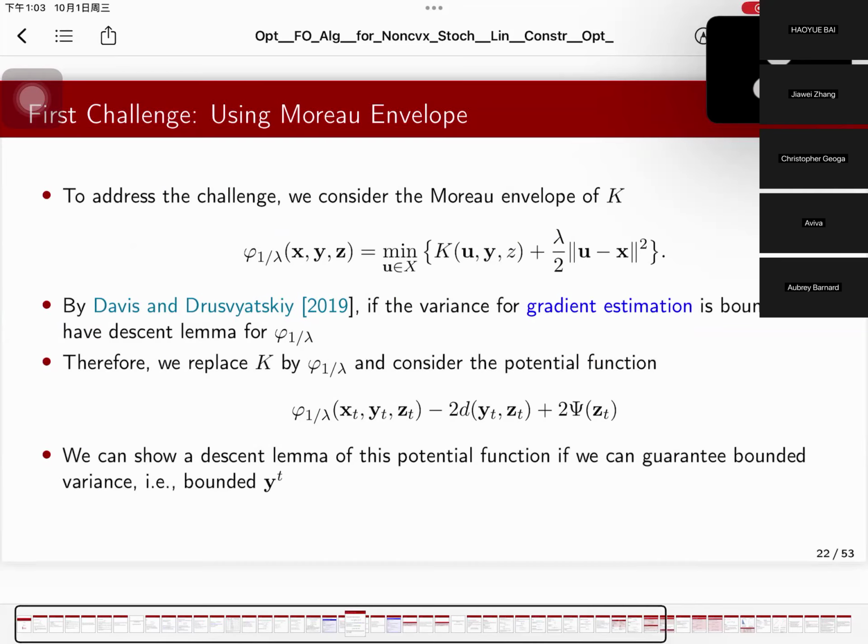The first challenge, we can address by changing our potential function. We know from the literature that projected stochastic gradient descent cannot guarantee the objective function value decreases, but you can guarantee the Moreau envelope of the function decreases. So we can change the first term of our potential function to its Moreau envelope. Then we can analyze this first step for stochastic projected gradient descent.